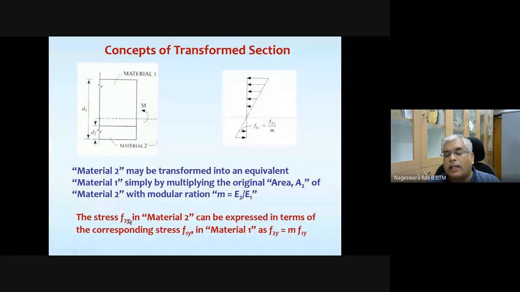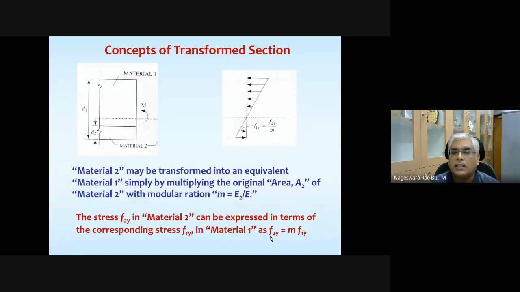F2y, where y is the distance of a particular point from the neutral axis. The stress F2y in material 2 can be expressed in terms of the corresponding stress. This is the equivalent stress. Whatever you did with the transform section, you analyze it, and whatever stress F1y you get, you need to multiply this F1y with the modular ratio, and you are going to get F2y.